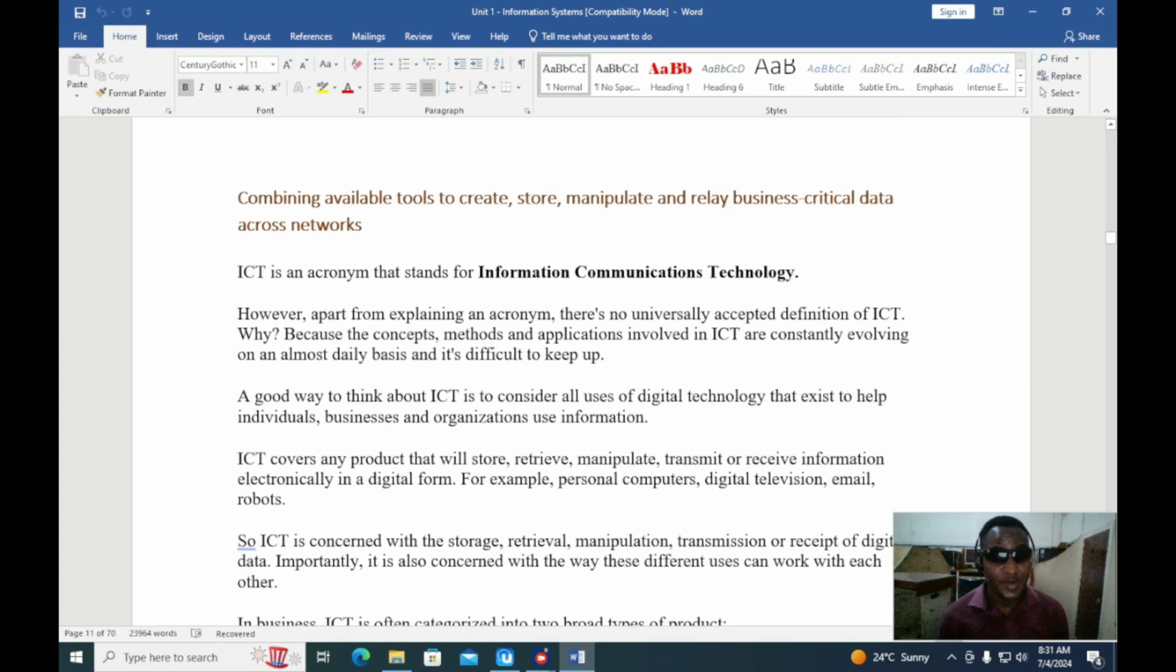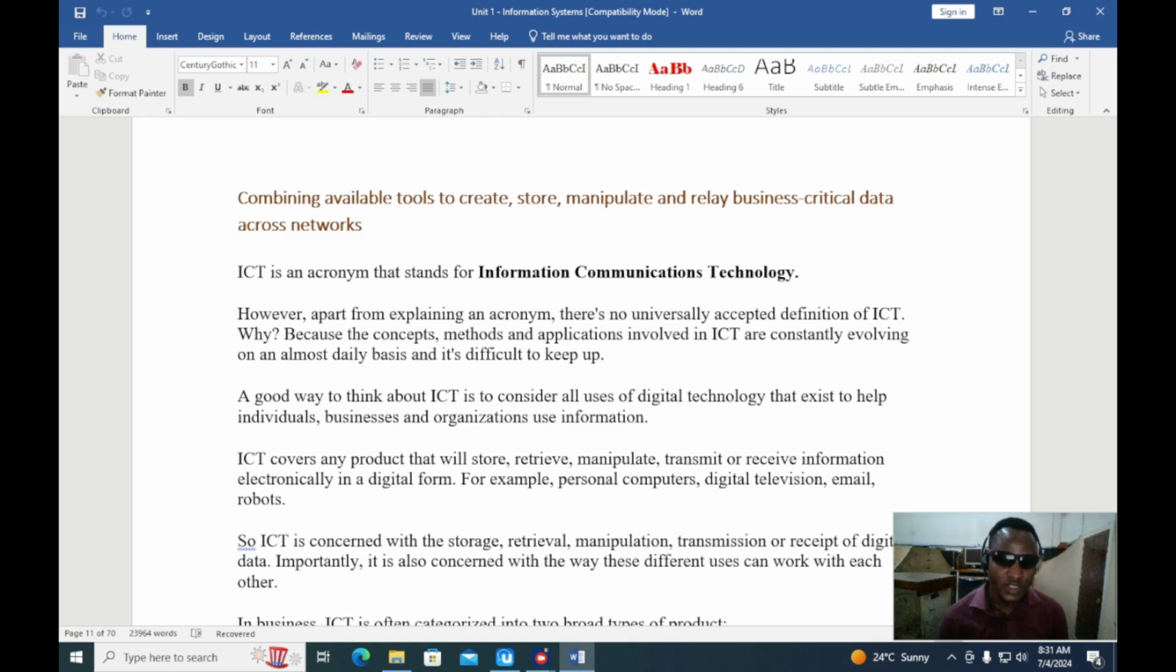That's it about the ERPs. We've talked about ERPs, we've talked about the application software. Now we need to look at how we are able to put together the tools that are available to create, to store, to manipulate, and to relay business critical data across networks, for the purposes of critical business data creation, storage, manipulation, and relay, distribution, or maybe communication across networks?